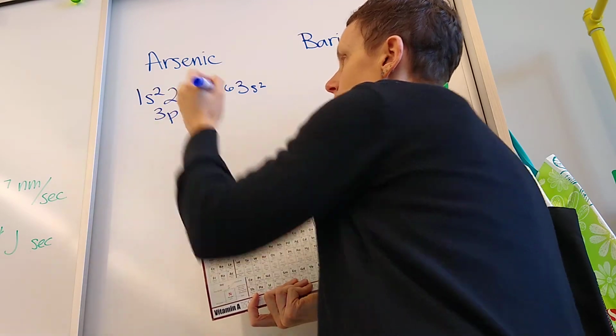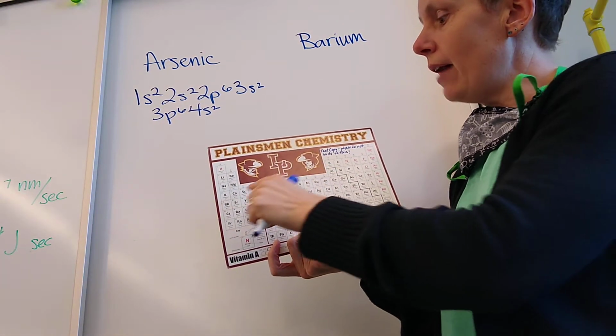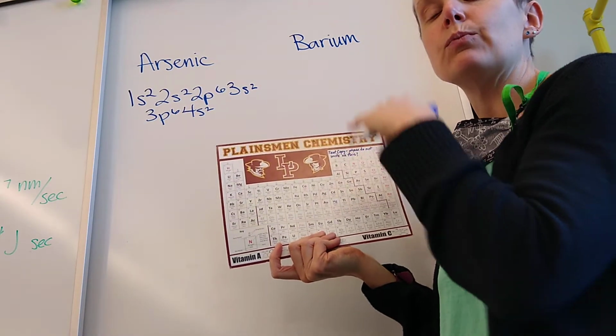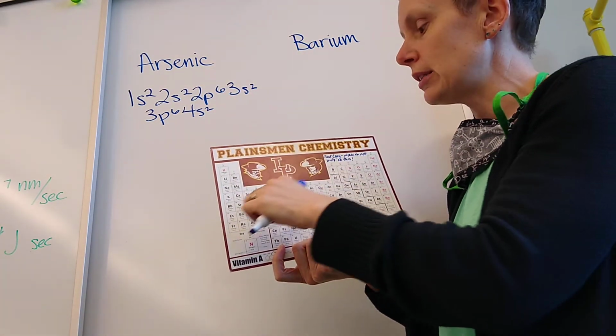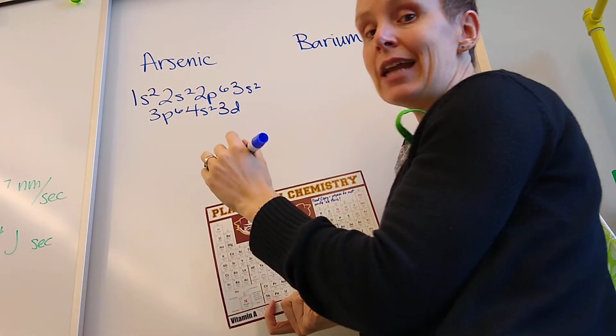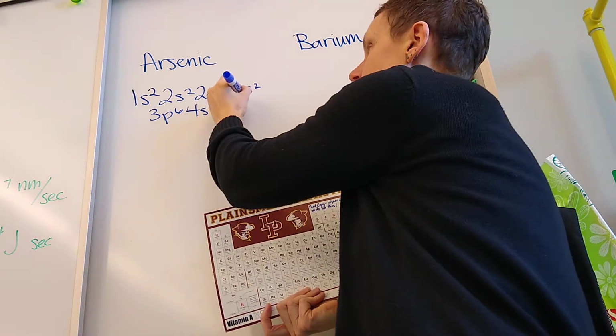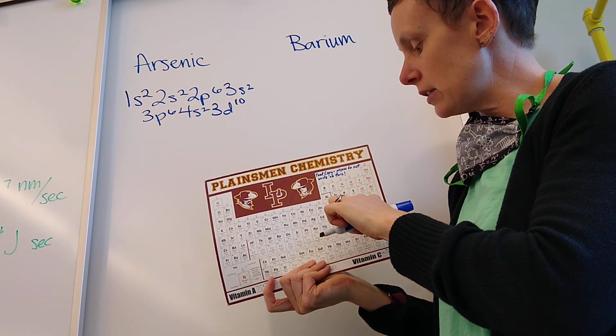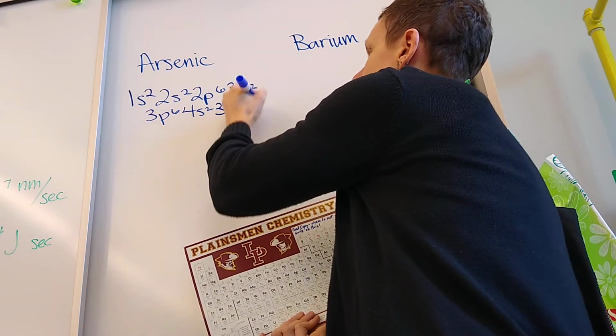4s2, and then we get to the Ds. Remember, Ds are a row below, or their energy level is one below their row number. So instead of 4d, this is 3d. There are 10 elements there, so 3d10. And then we get to 4p, and arsenic is the third one in, so 4p3.